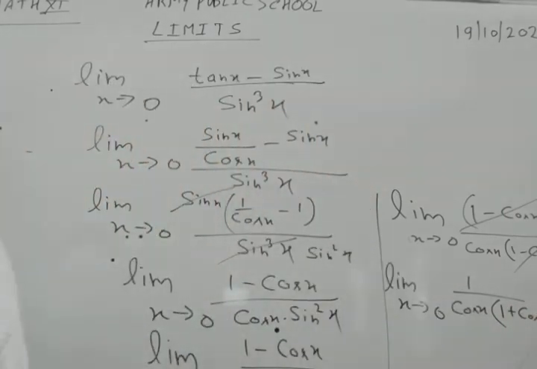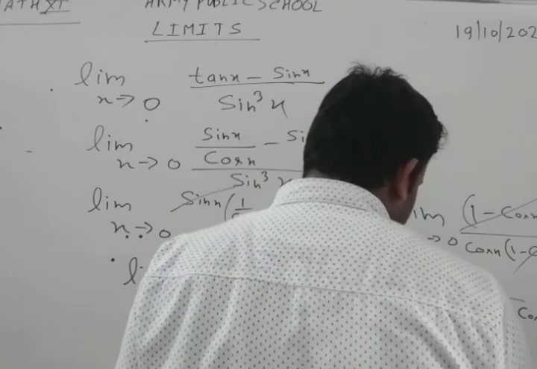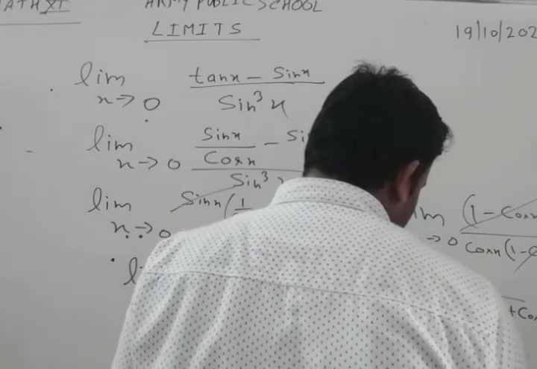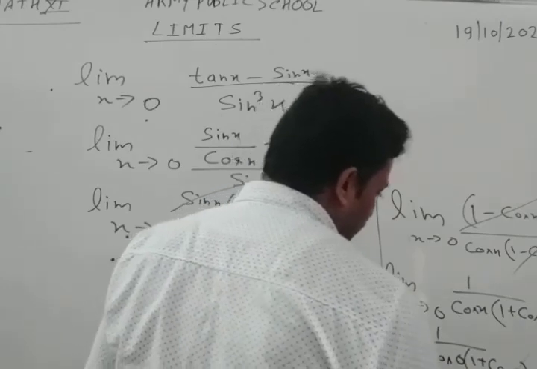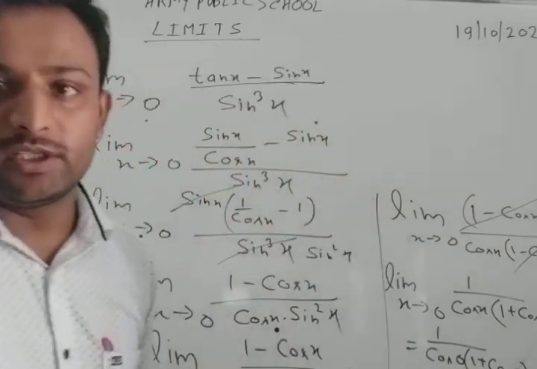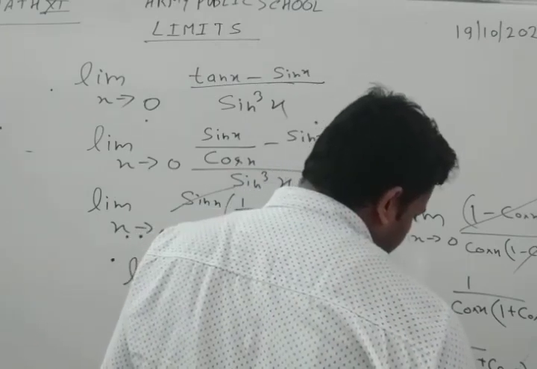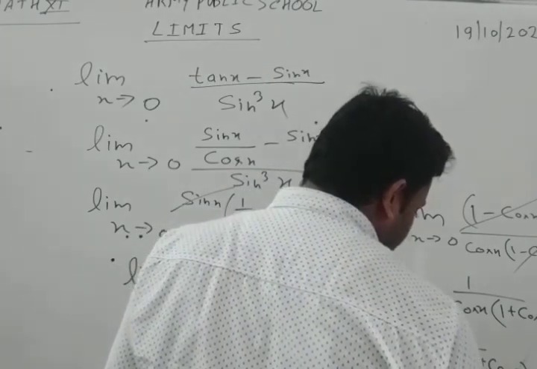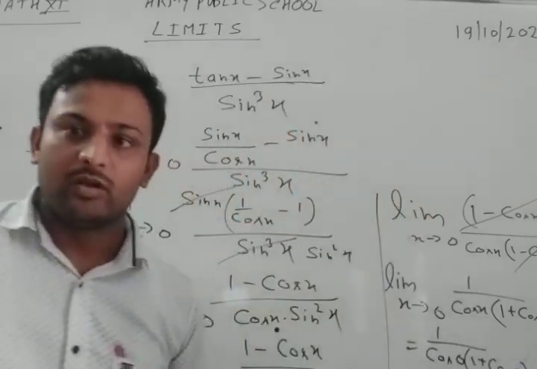Now we put the value of the limit. We get 1 by cos 0 (1 plus cos 0), and you know the value of cos 0 is 1, so we write 1 plus 1. So the result is what? 1 by 2. Okay.